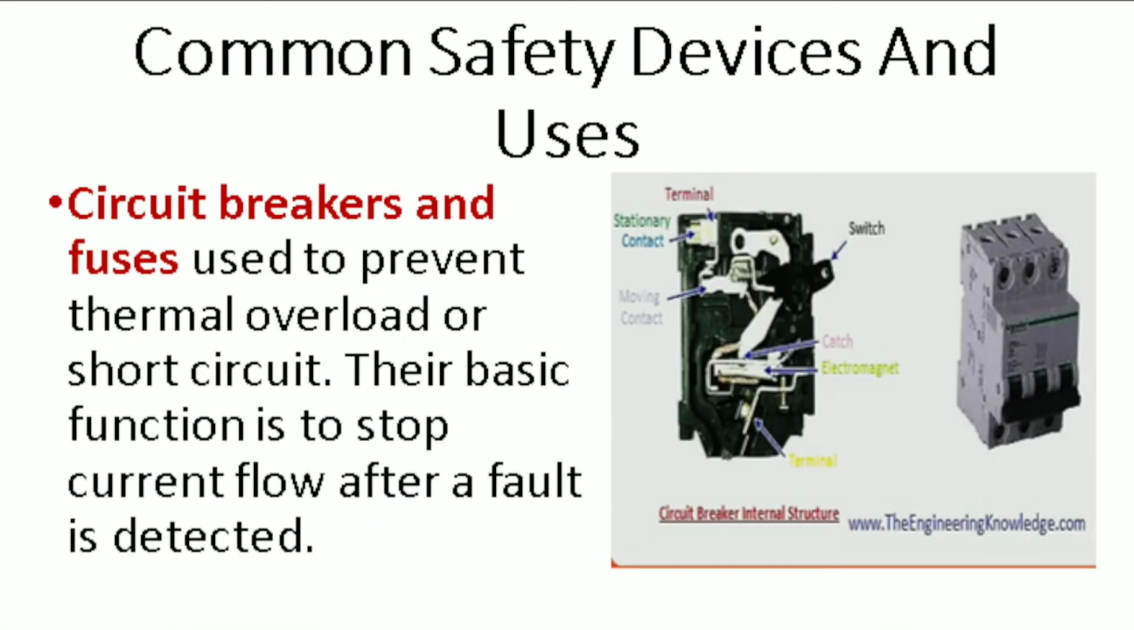Let's have first the circuit breakers and fuses. These are both used to prevent thermal overload or short circuit. Their basic function is to stop current flow after a fault is detected. A circuit breaker can be reset easily while a fuse cannot be reset. Once it has been used during an electric fault, we need to replace it with another one. Aside from that, circuit breakers are expensive while fuses are cheaper.